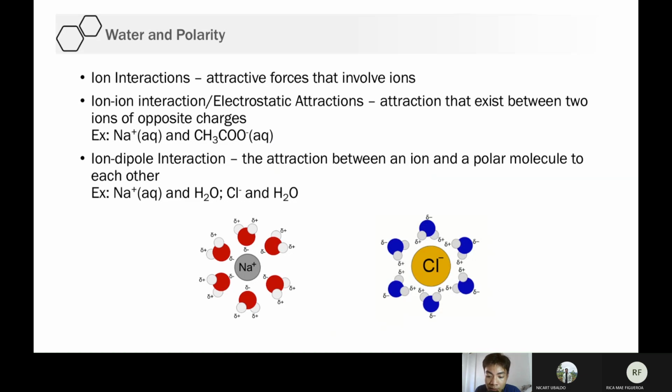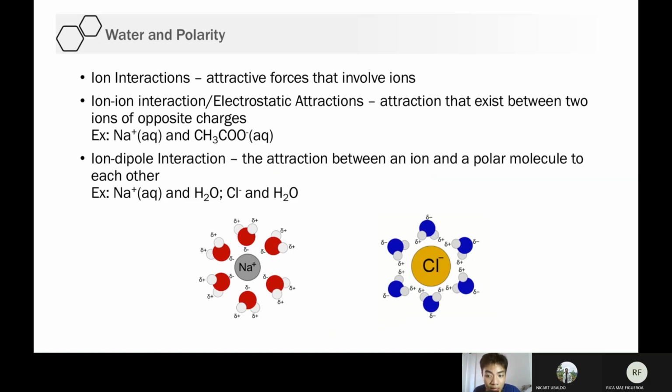So what can you form when you have ion-ion interaction? You have salts. For example, Na and Cl, sodium chloride, one positive and one negative. Suppose we have sodium ion and acetate ion. When you combine those, you get sodium acetate. So ionic compounds are what we form when we have ion-ion interactions. But another type of ion interaction would be the ion-dipole interaction.